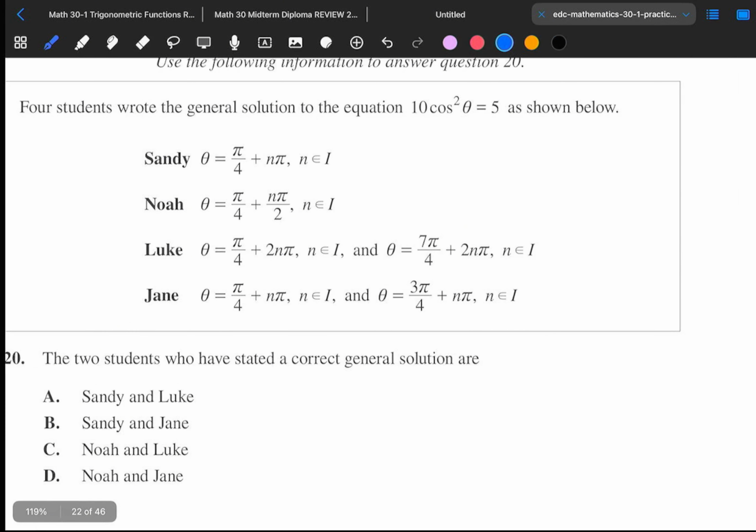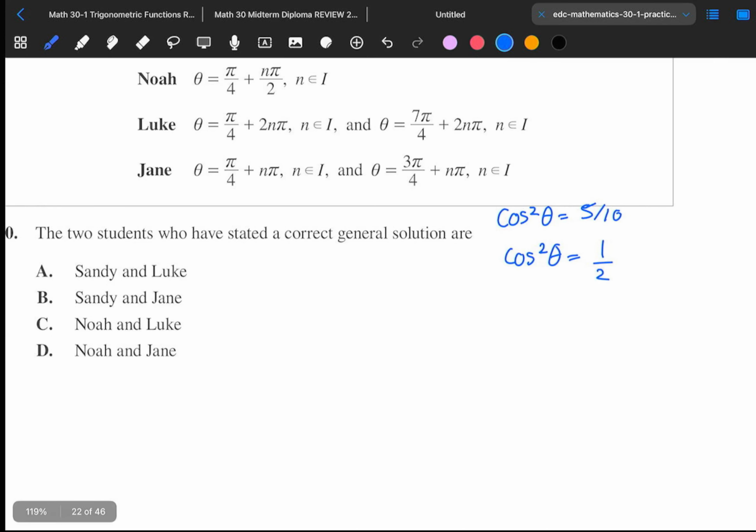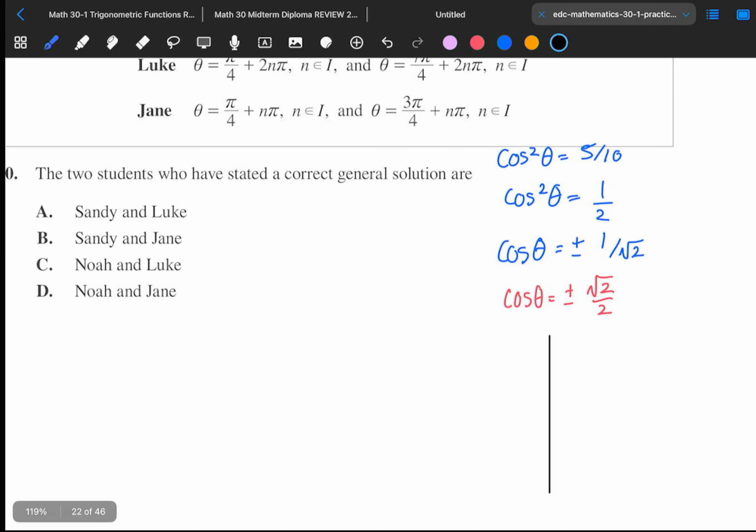Now for this question, all we're going to do is isolate for cos theta. So we're going to get cos squared theta is equal to 5 over 10. Cos squared theta is equal to 1 over 2. And now we just square root it. Cos theta is equal to plus or minus, so don't forget the plus or minus, 1 over square root of 2. If we rationalize this, it becomes cos theta is equal to plus or minus square root 2 over 2. And based off our unit circle knowledge, we should be able to do this in a snap.